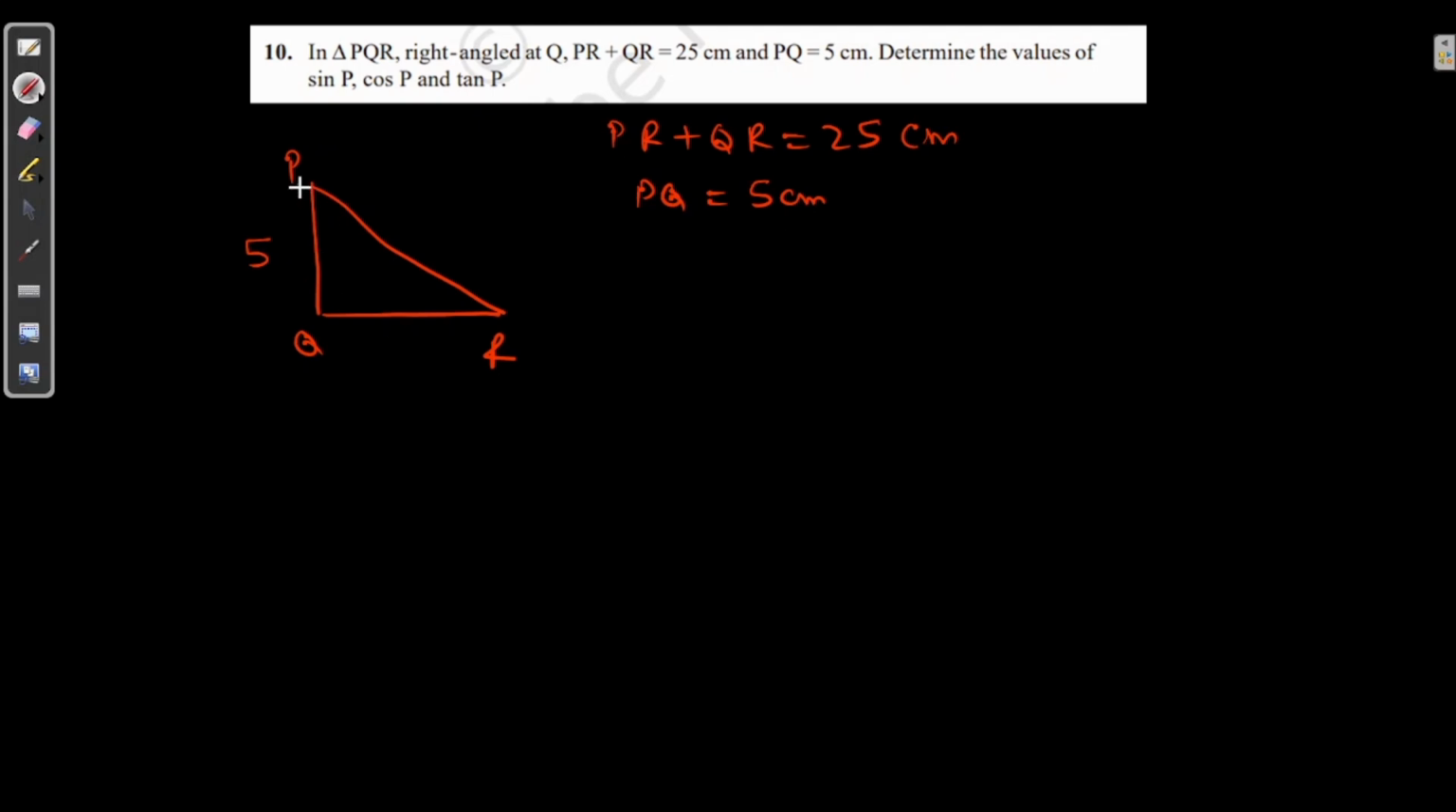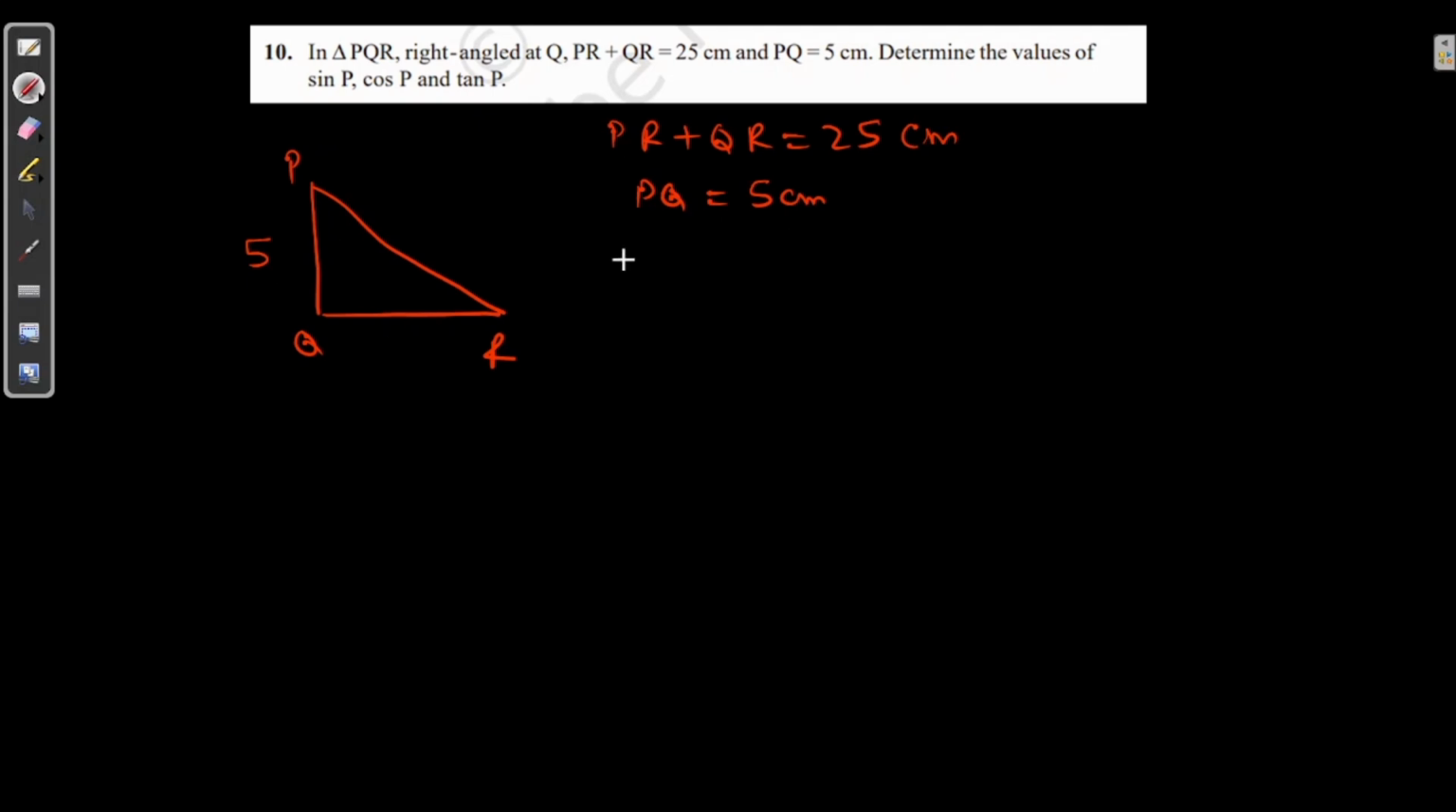So just imagine there is a triangle. The name of triangle is PQR. They are saying PR plus QR is 25, meaning PR plus QR they have given 25 and PQ they have given 5 centimeter. We cannot find the ratios without knowing all the sides. Only thing we are knowing that this side is 5. And one more thing we are knowing that PR plus QR is going to be 25. So now there is a hard task to do it.